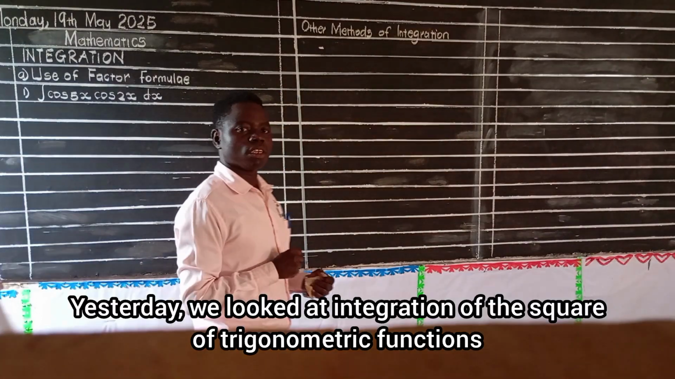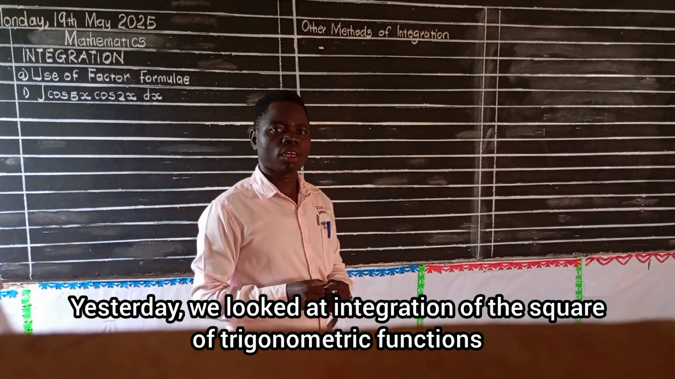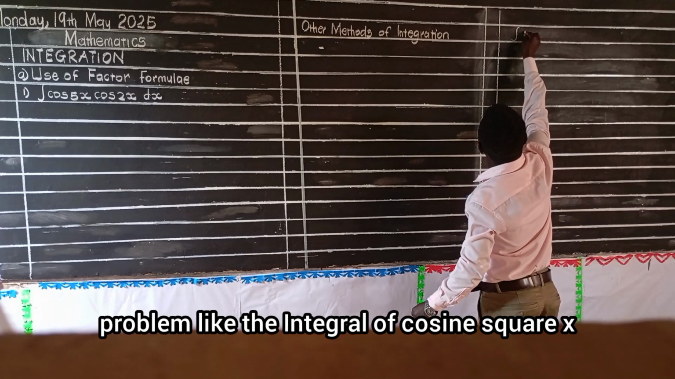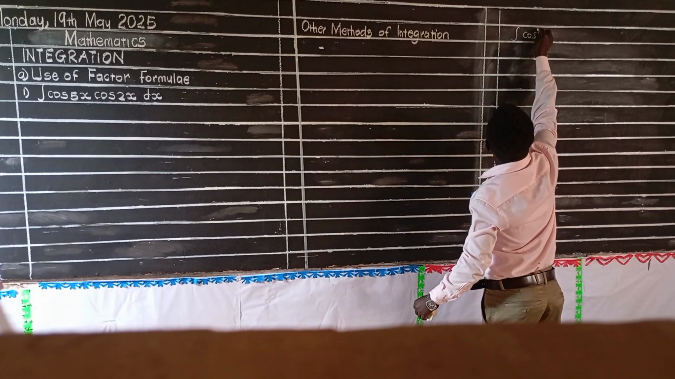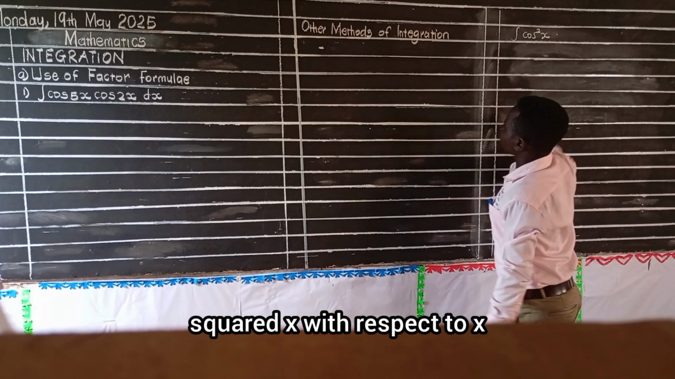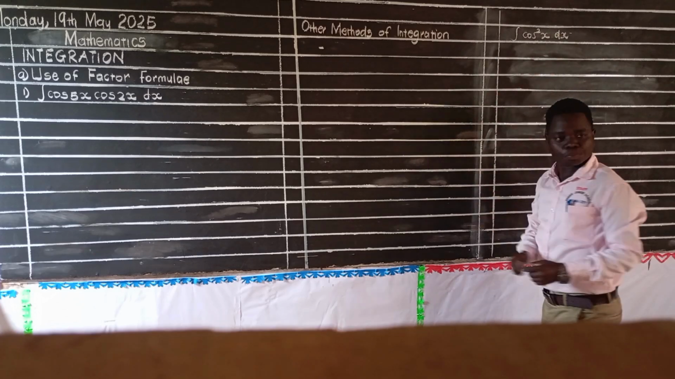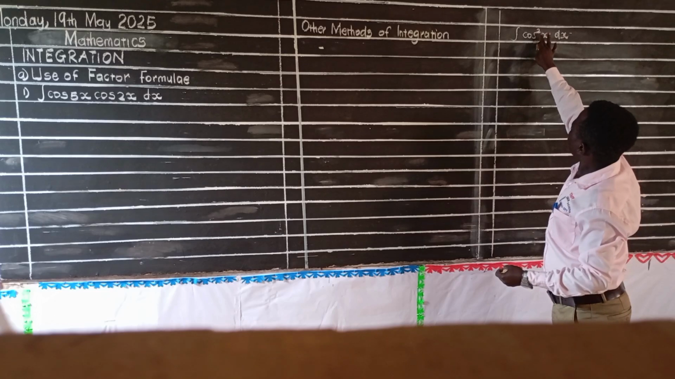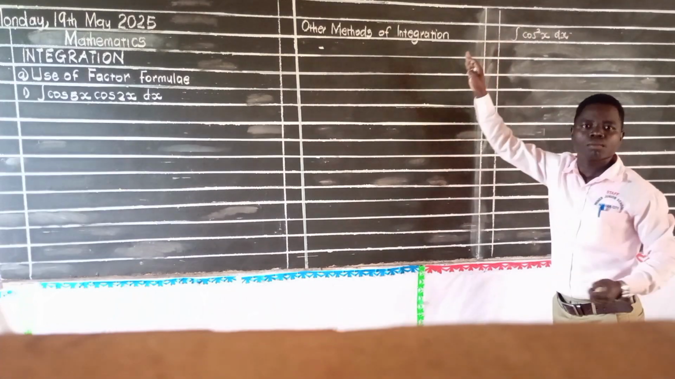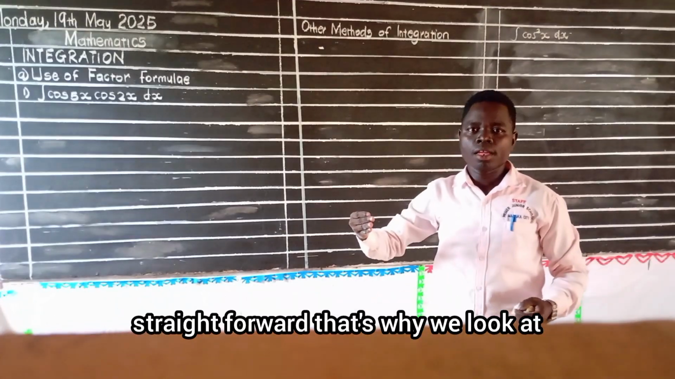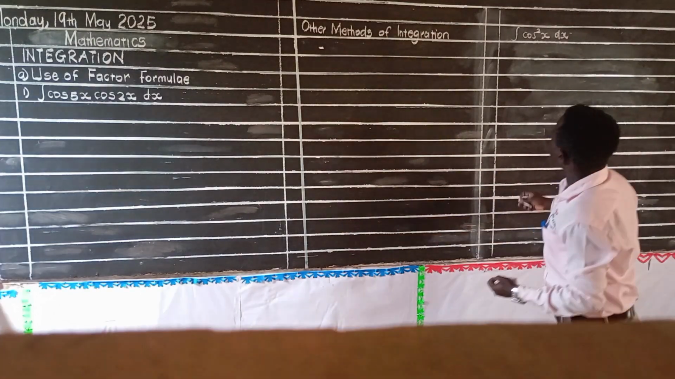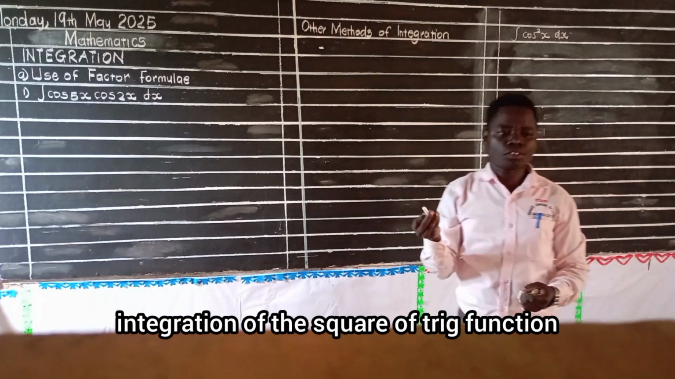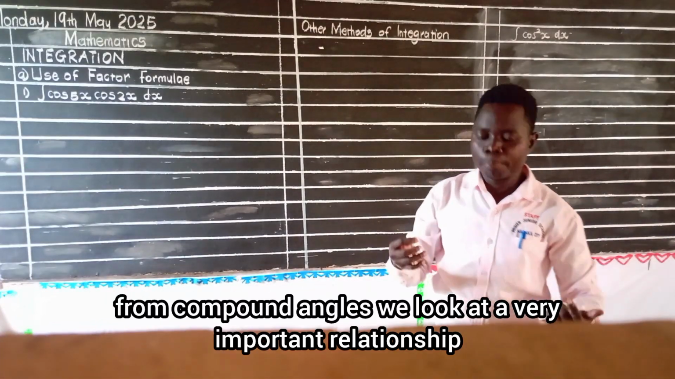Yes, yesterday we looked at integration of the square of trig functions, where we looked at a problem like the integral of cos squared x with respect to x. Now, there is no way we can integrate this problem straightforward. That's why we looked at integration of the square of trig function from compound angles.